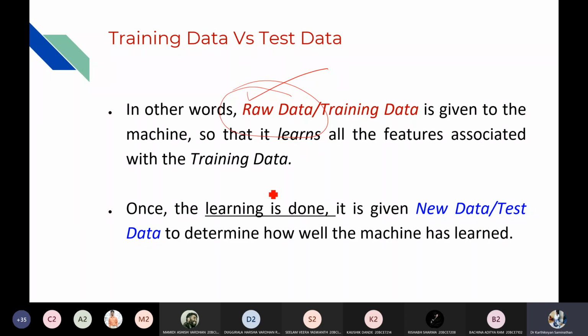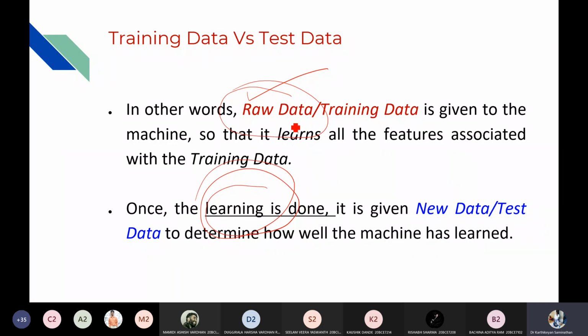Once learning is done, the new data or the test data has been determined, the test data has been generated. Before learning, whatever data you use is training data. That training data is given for the learning.